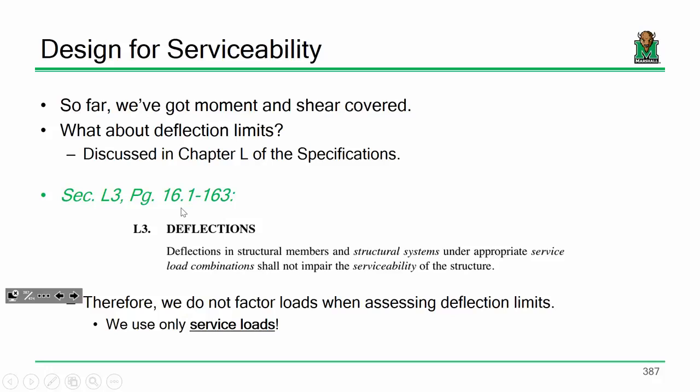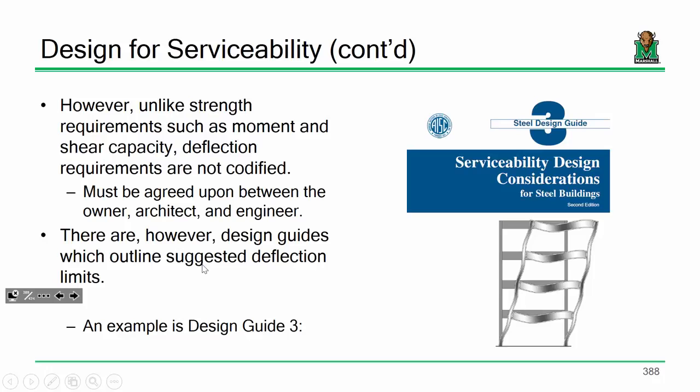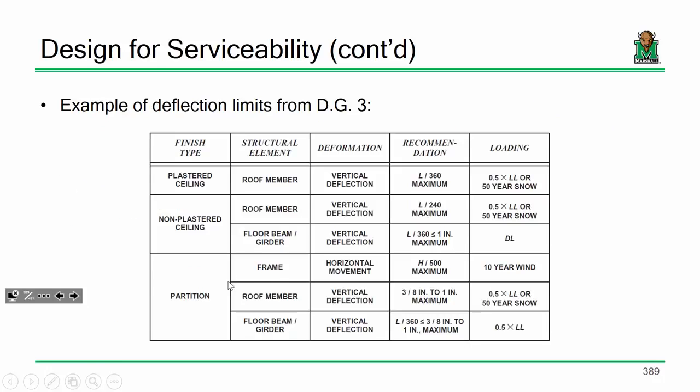All right, so deflections. We mentioned deflections last time. We said that deflections, unlike concrete design, aren't really codified in the spec. They are listed in some design guides, and we at least talked about these last time, like your vertical deflection in a floor beam or girder for a partition finish is going to be either L/360, to a 1-inch maximum on half your live load or something like that. So just make sure that you're aware of this stuff.